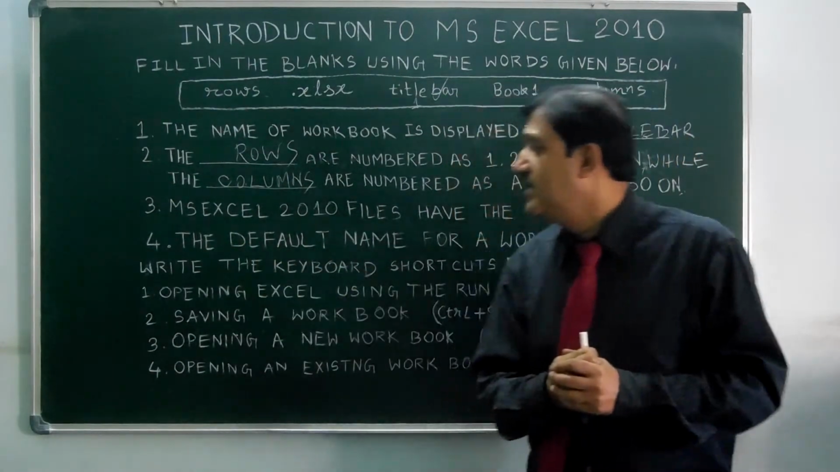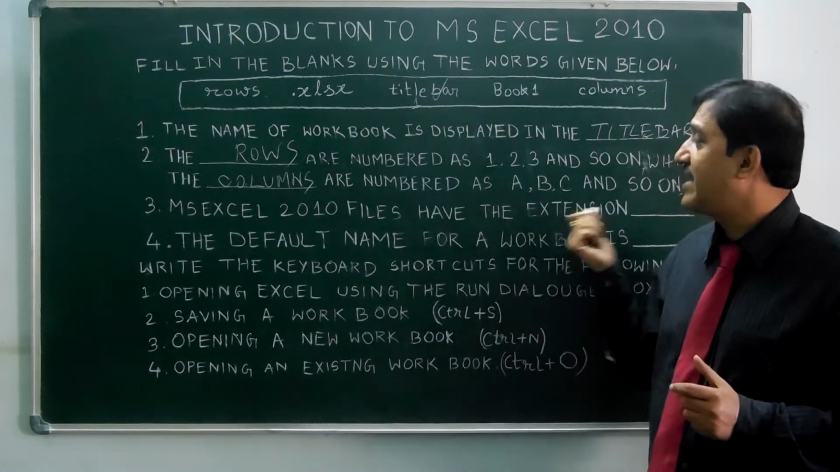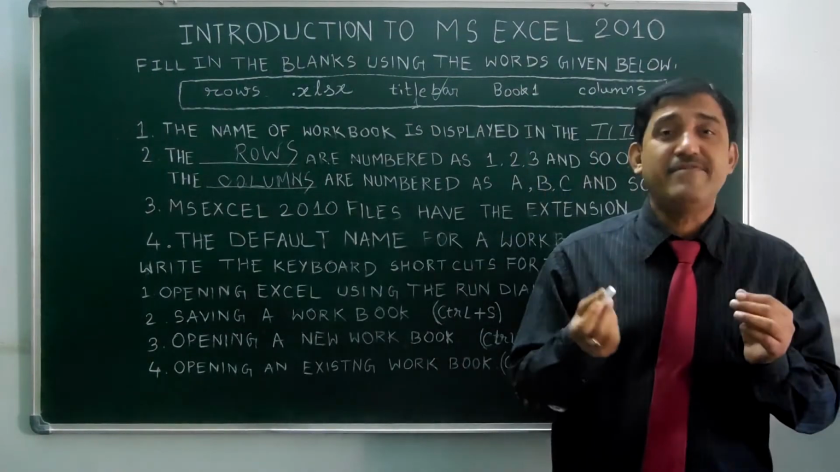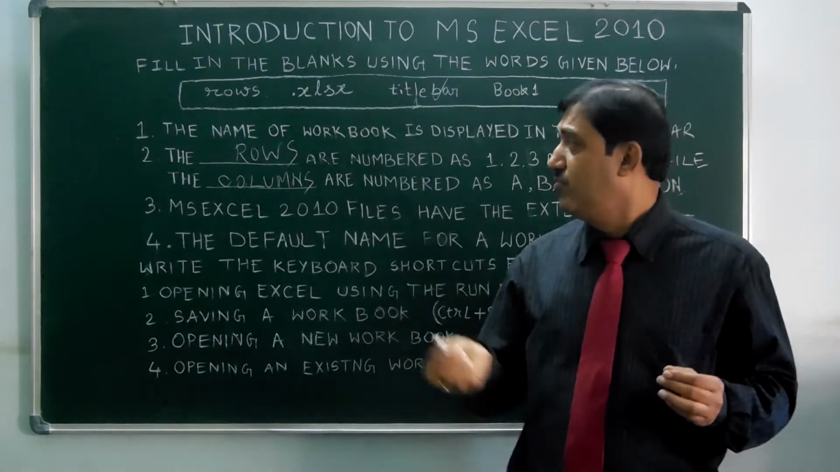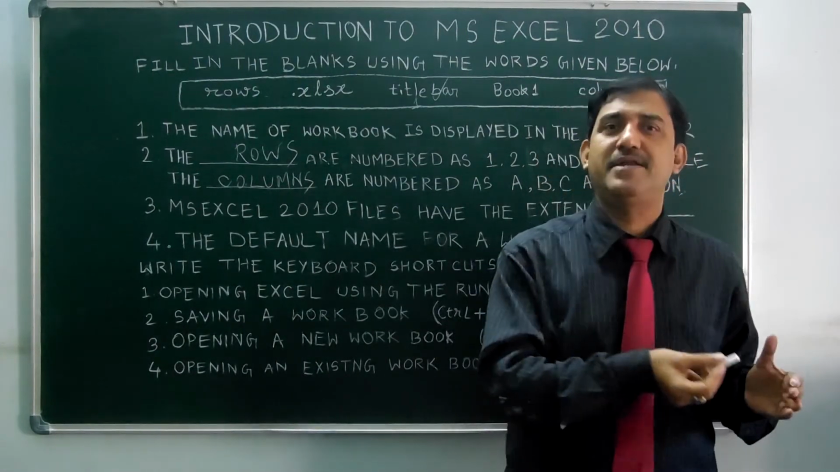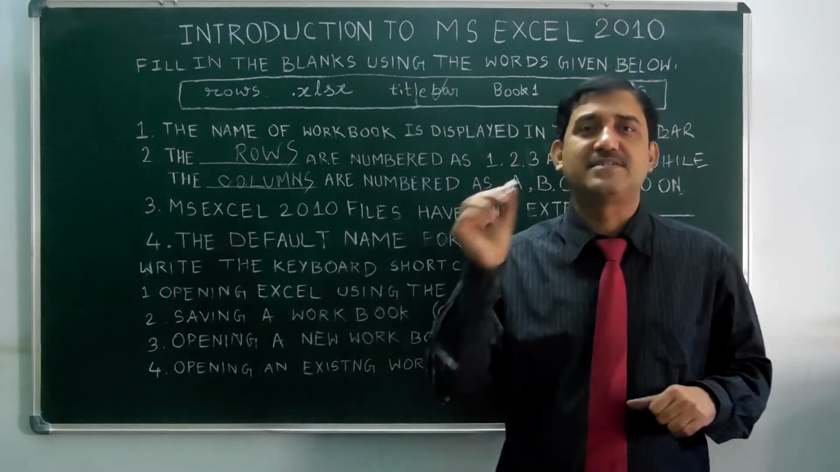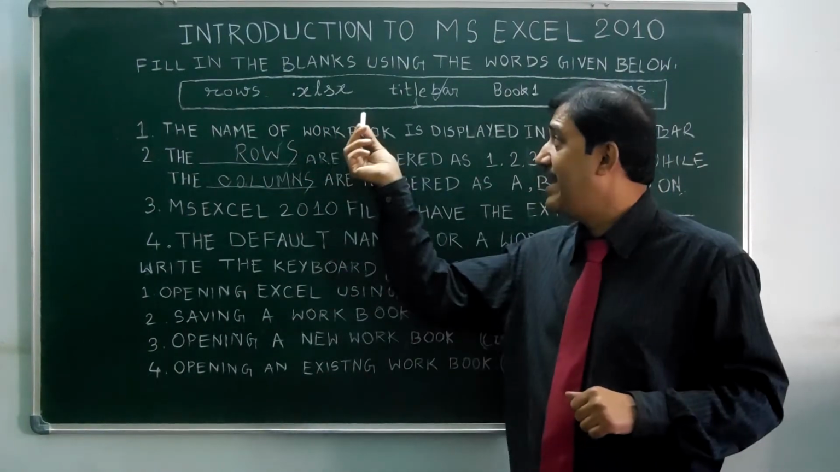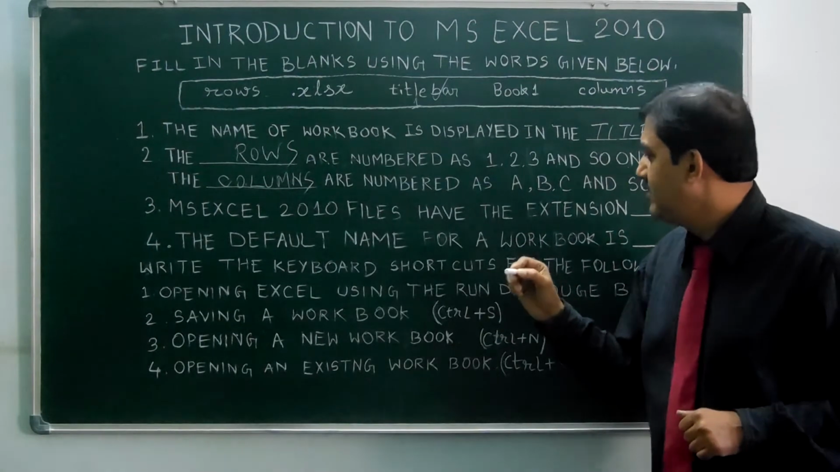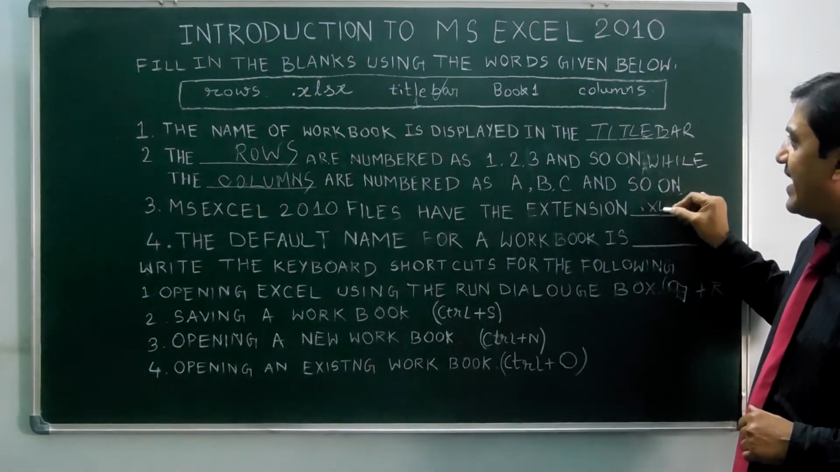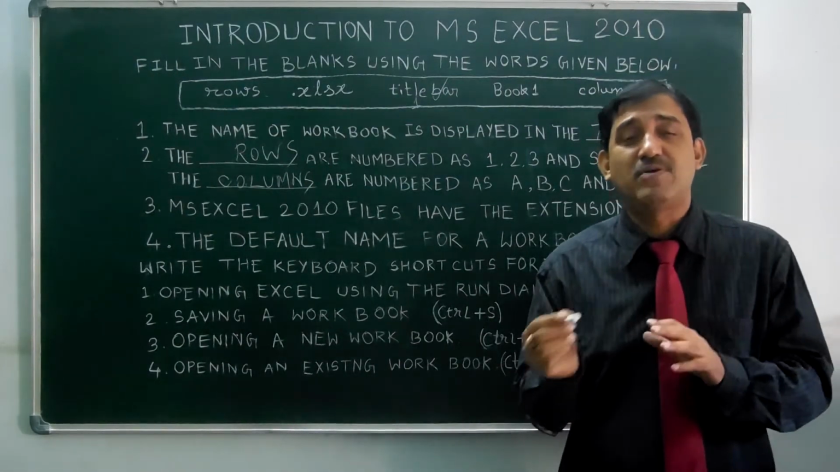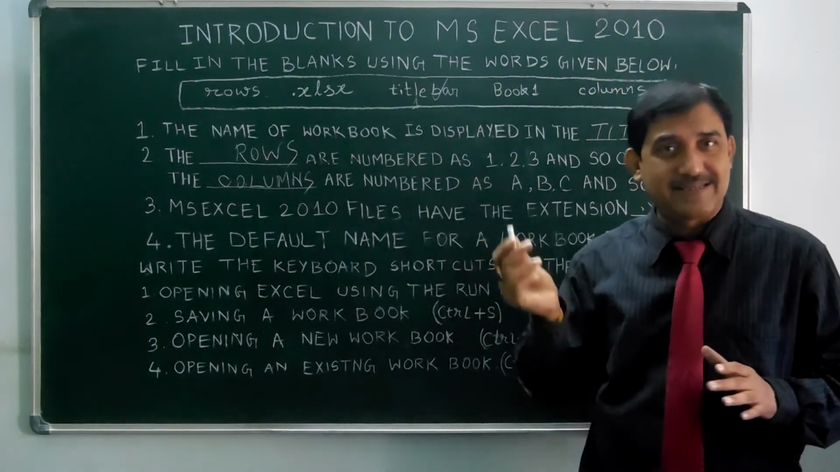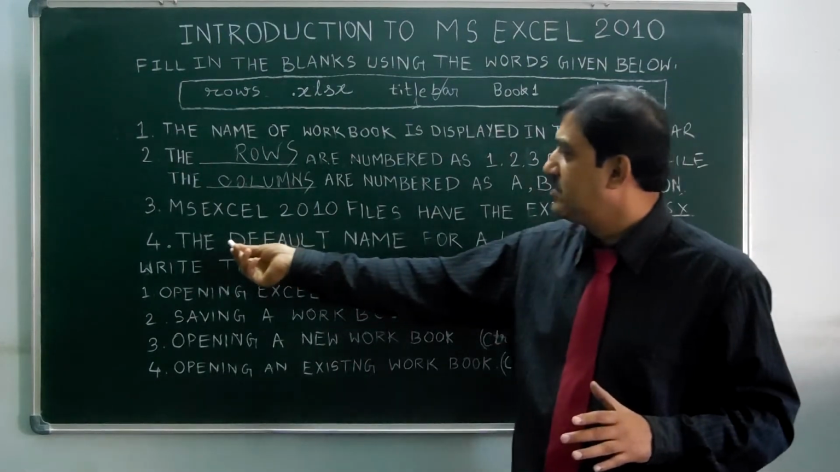Now I come to the third one: MS Excel 2010 files have the extension. What is the extension name? That is very important whenever you are making a file or sending a file. The file has a primary name and a secondary name, separated by a full stop. In this case you have .xlsx. The name can be anything you type before pressing enter, and the file is saved with the extension .xlsx.